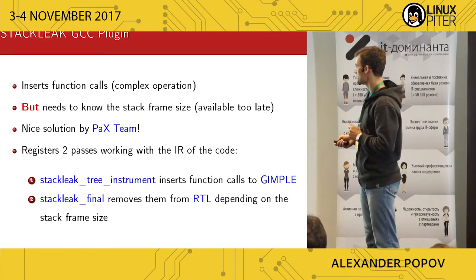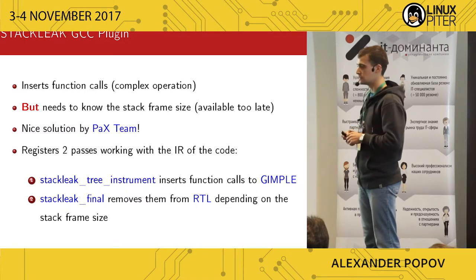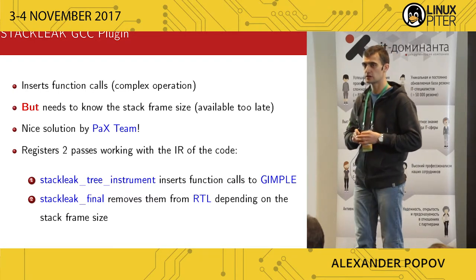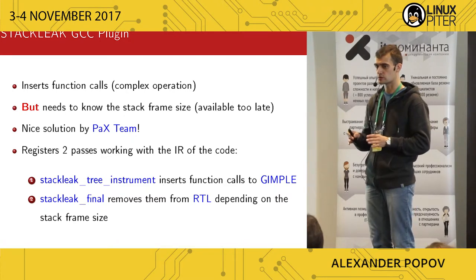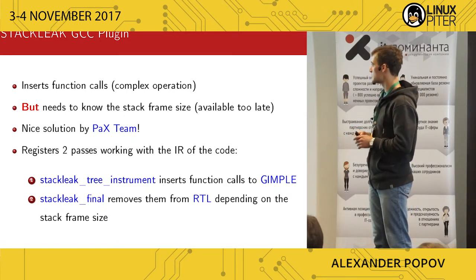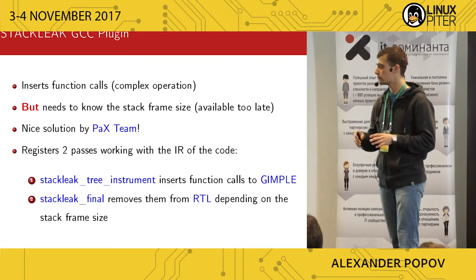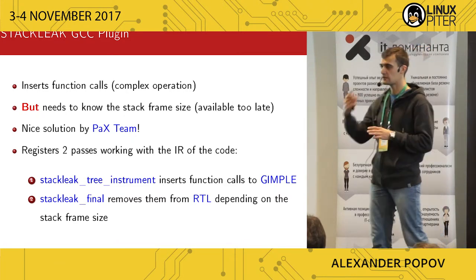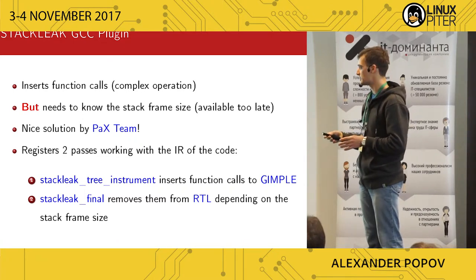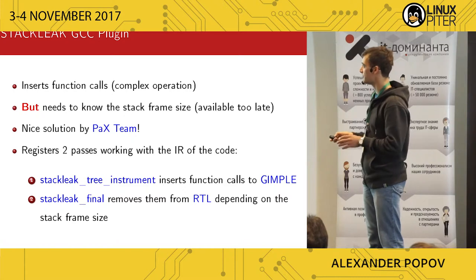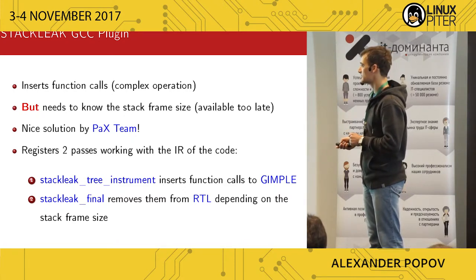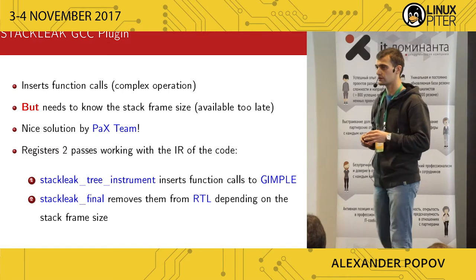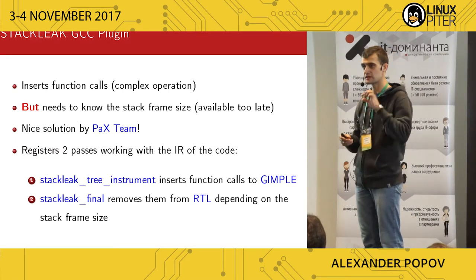The first one works with the GIMPLE intermediate representation of the code. This representation is actually the tree describing the source code. And using this representation, we can insert new function calls. The StackLeak tree instrument pass instruments every function it is run against. And then later, when we have the stack frame size at the end of the compilation, we remove the inserted calls from the functions with a small stack frame.